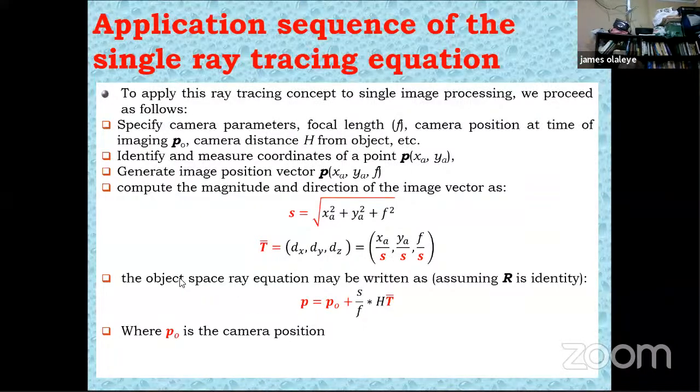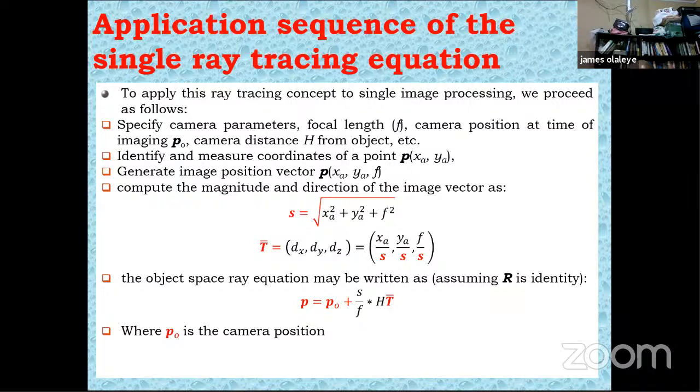Then after doing this, the object space ray equation may be written as, assuming that R is identity, that means we are not rotating the line, which we shall discover to be what we call the normal case. When the imaging system is used in the normal case, then of course, there's no rotation, there's no tilt of the camera, and then the equation becomes simple.